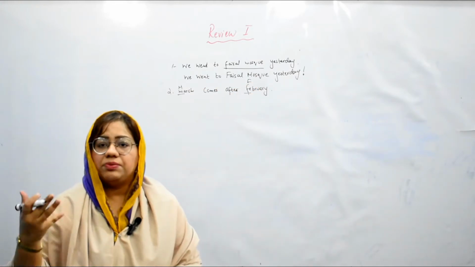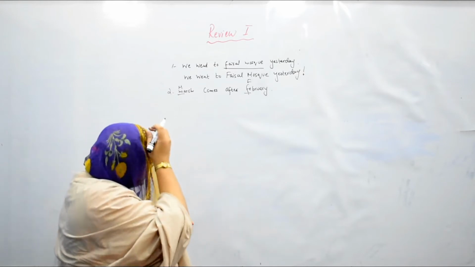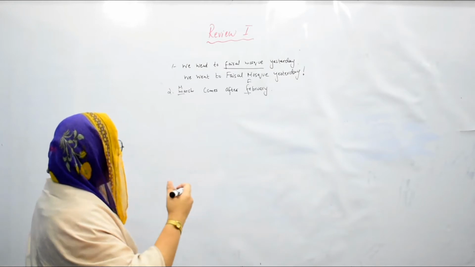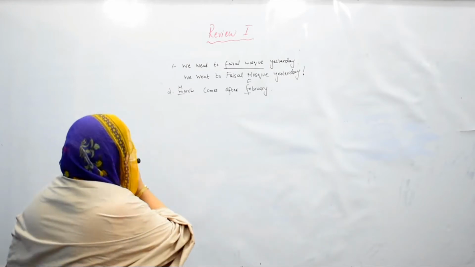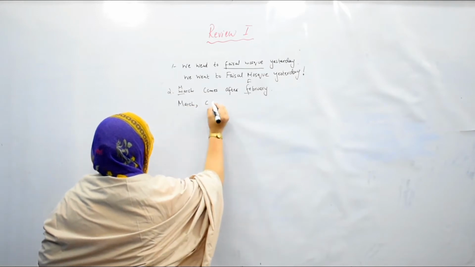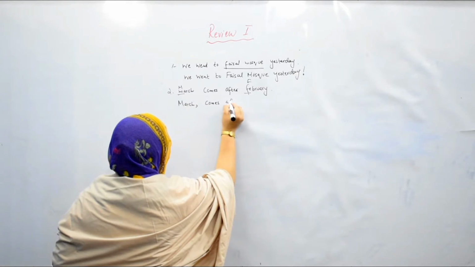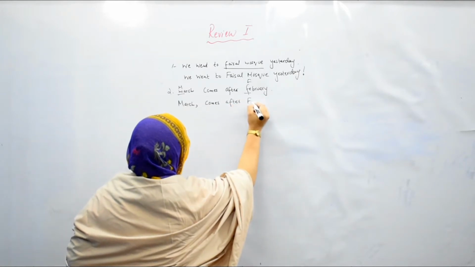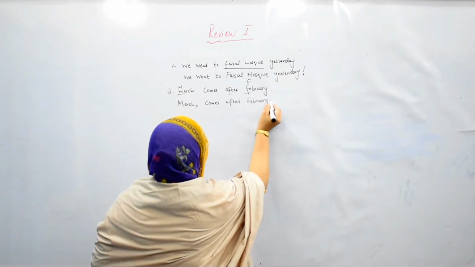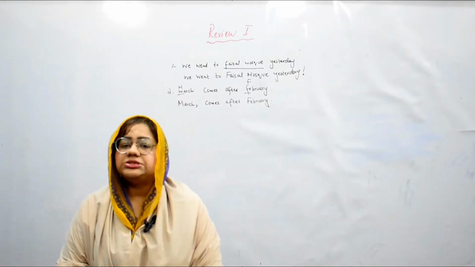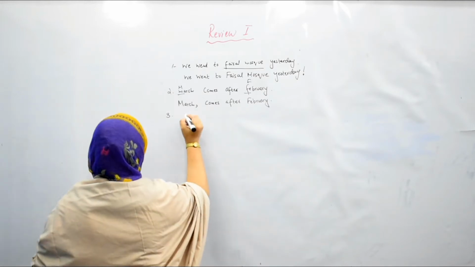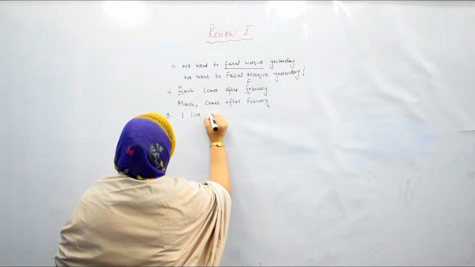And whenever we are emphasizing March, we need to put a comma, and then after that comes after February. So I'm writing here for you capital M, March, comma, then comes after, a capital letter F, that is February. March comes after February.